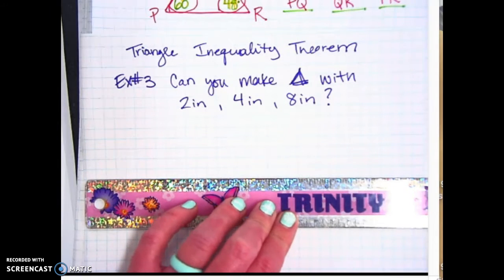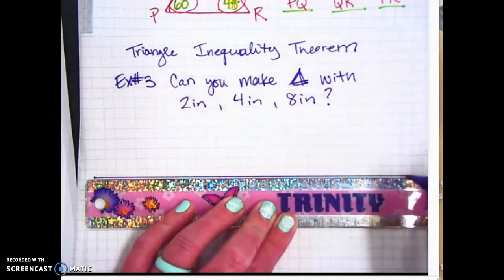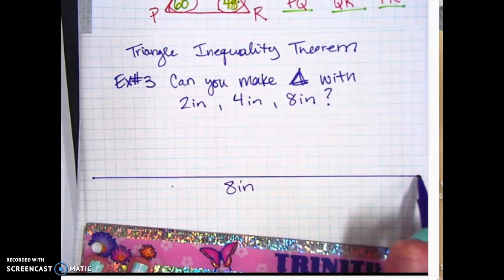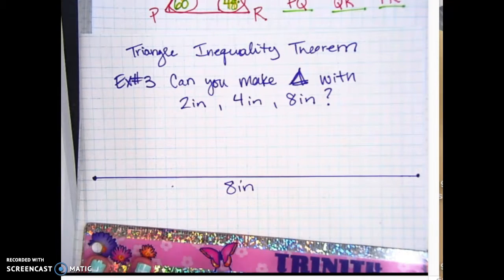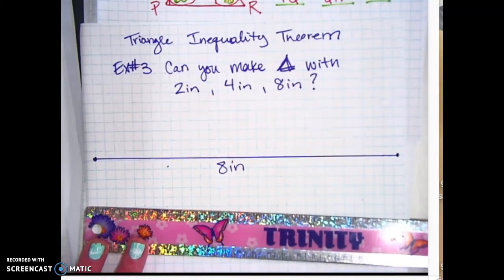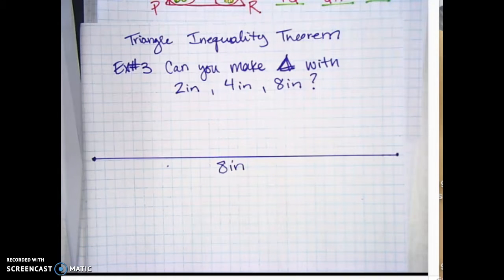So if you want to estimate one, you're going to go all the way across your paper like this. That's about 8 inches long. Because most pages are, what, 8.5 by 11? So 8 would be just a little less than most pieces of paper. Okay.